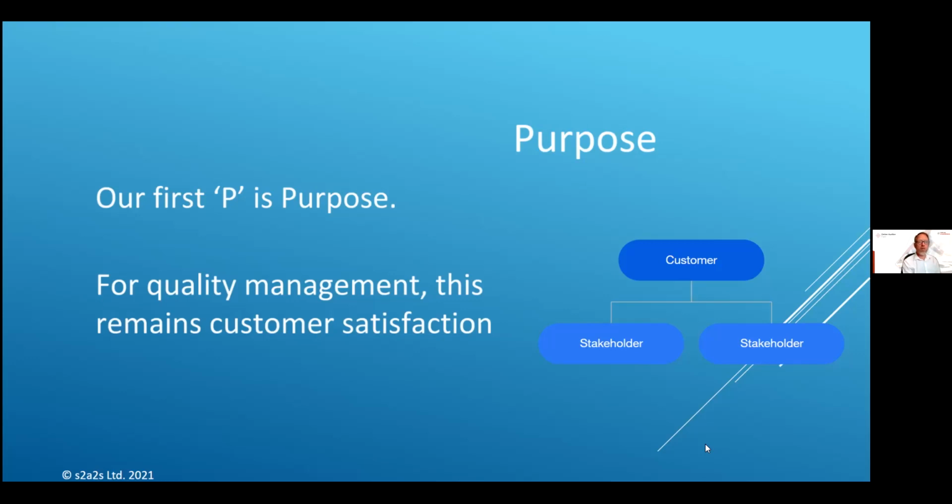In the notes that you'll have available to you at the end, there are a couple of quotes, one from Peter Drucker talking about the main purpose of an organization being to identify and satisfy a customer. And that, as I say, remains the focus for quality management.